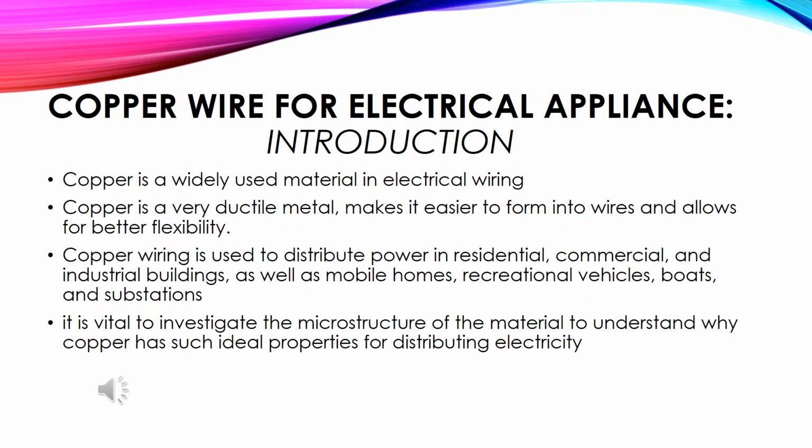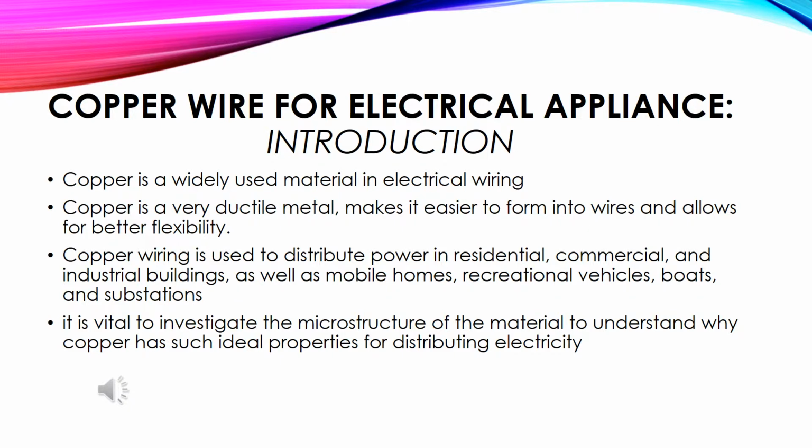Copper has been widely used as a material in electrical wiring as early as the 19th century. As an electrical conductor, copper is second only to silver as the best pure metal. Due to the higher cost and lower tensile strength of silver, copper is often chosen as the core material for electrical wiring. Apart from that, copper is also a very ductile metal, which makes it easier to form into wires and allows for better flexibility.